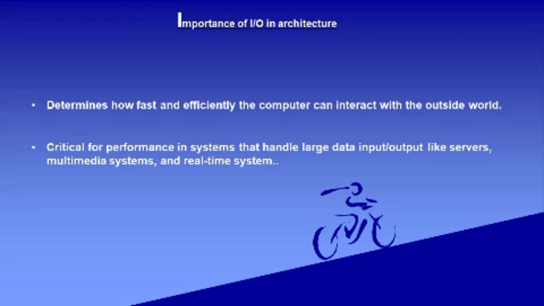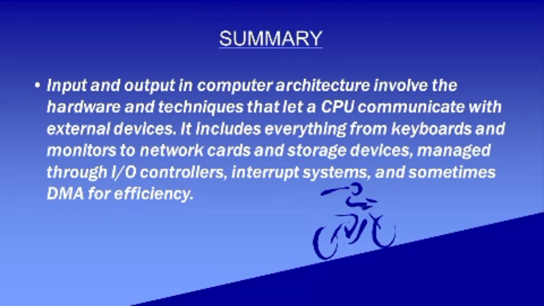So, summary. Input and output in architecture involves the hardware and techniques that let the CPU communicate with external devices. It includes everything from keyboards and monitors to network cards and storage devices, managed through input or output controllers, interfaces, and so on. Whatever I spoke about, I've summarized everything here.